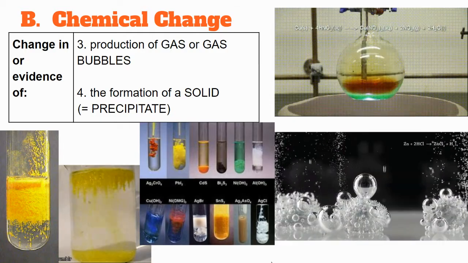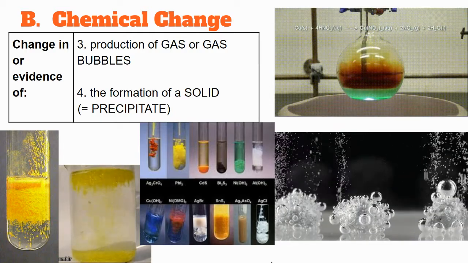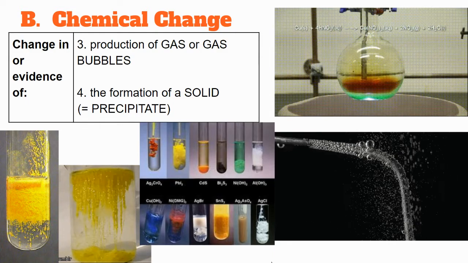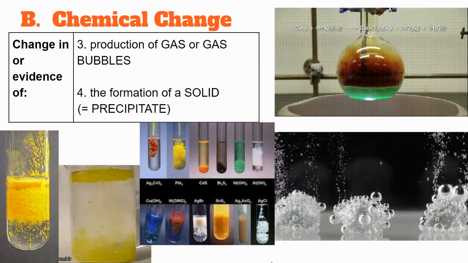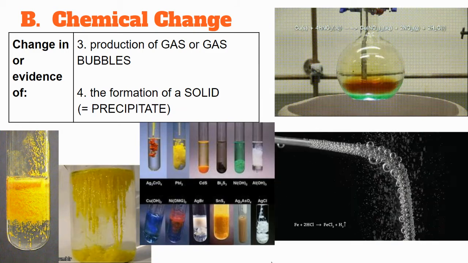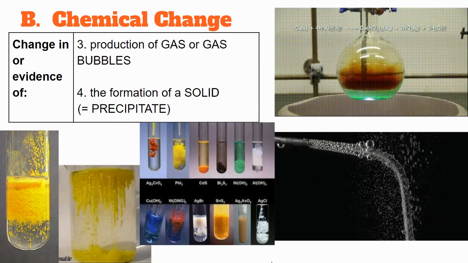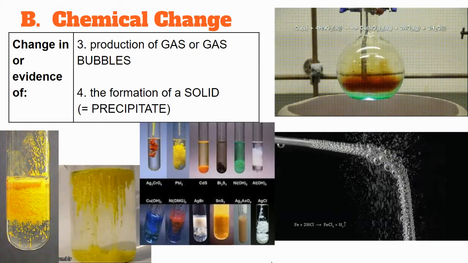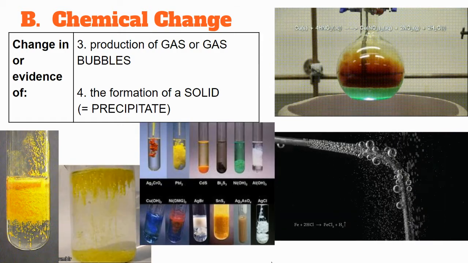The other picture shows us a whole bunch of different types of precipitates that we can get. Precipitates can be any different color, but the thing that we're looking for is that they're cloudy, so I can't just see clearly through them. I get this cloudy substance that over time can settle out to the bottom.